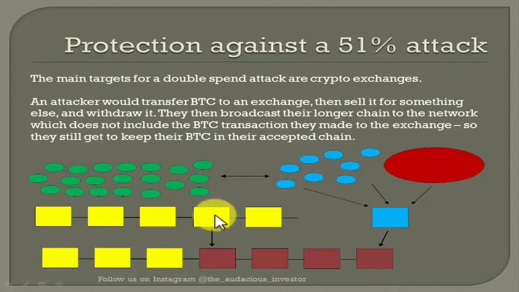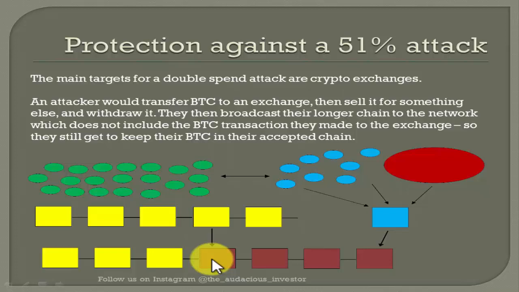So the exchange, what they would see is that Bitcoin transaction, they never received it, it was reversed, and the attacker still has his coins in his wallet. But meanwhile, the attacker sold those Bitcoins and transferred the funds out, and in his chain he still has those Bitcoins in his wallet. So this is what you call a double spend attack. And remember, an attacker can only do this, reverse transactions that belong to them. All other people's transactions cannot be reversed.